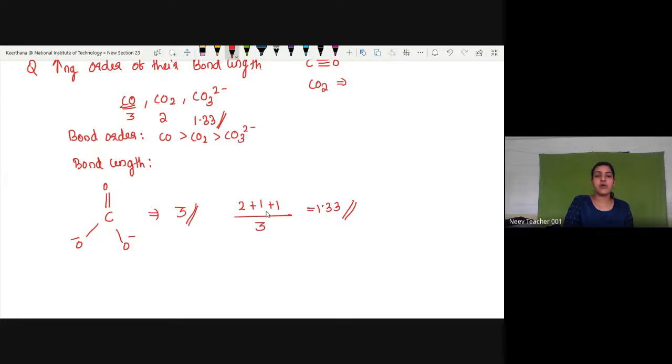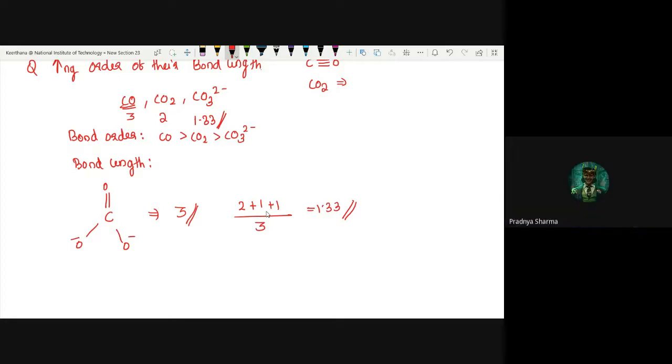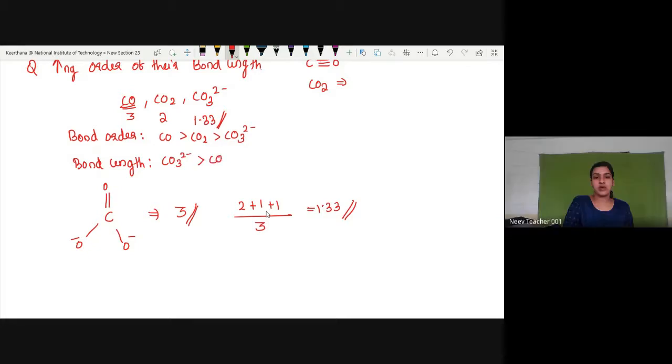Then what will be the increasing order of the bond length? CO3 2 minus has the largest bond length, then CO2, then CO. That is actually the decreasing order. CO3 2 minus has the highest bond length, then CO2, then CO.